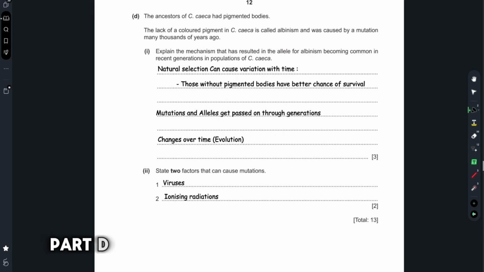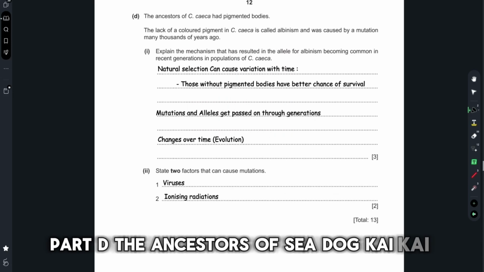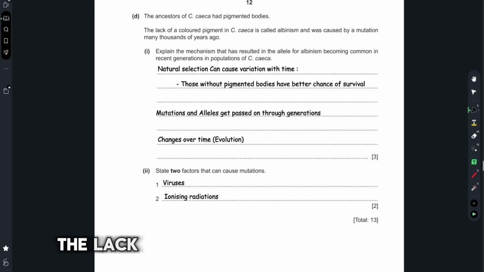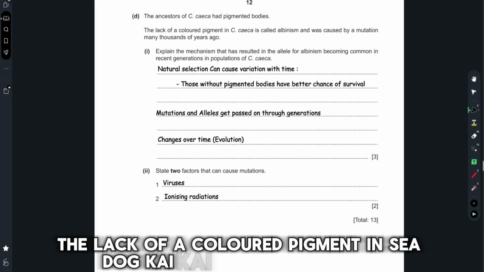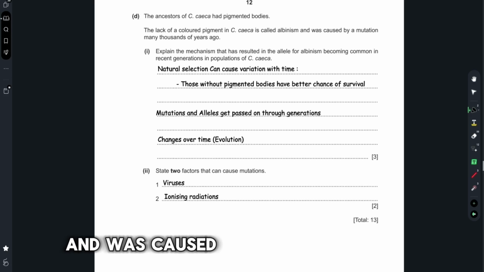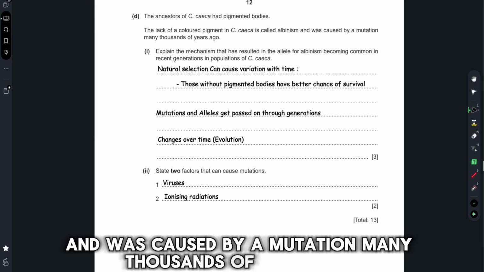Part D. The ancestors of C. caeca had pigmented bodies. The lack of a colored pigment in C. caeca is called albinism and was caused by a mutation many thousands of years ago.